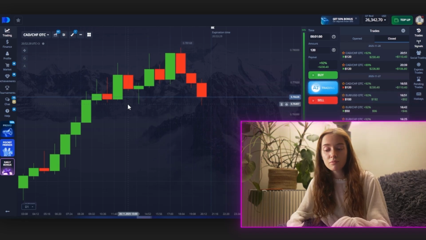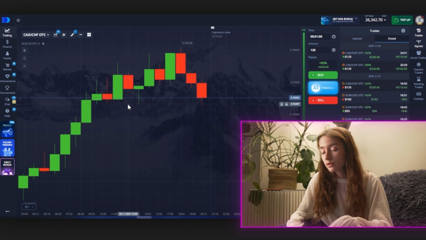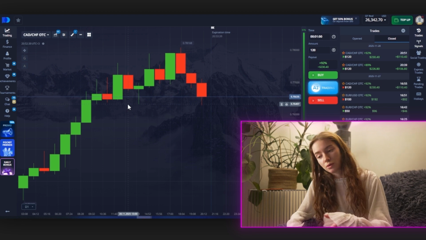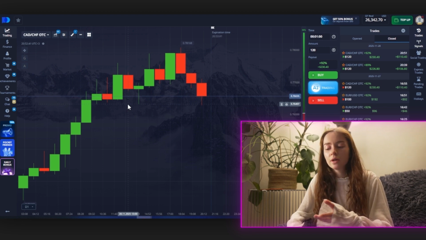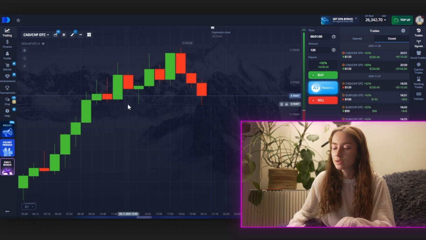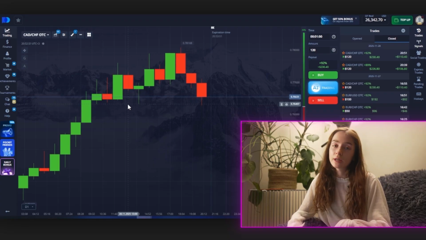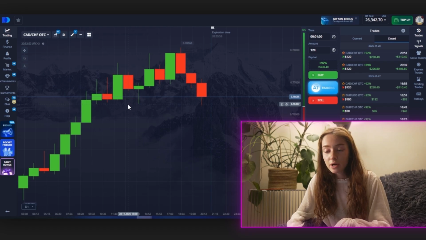I want to highlight martingale doubling. This is one of the main reasons why almost everyone loses money. For example, you lose $1, then you place $2. You lose $2, then you place $4. Step by step, this leads to what? To losing your entire deposit. This is a very dangerous approach and should never be used. After 5 or 6 steps, your deposit will simply disappear.